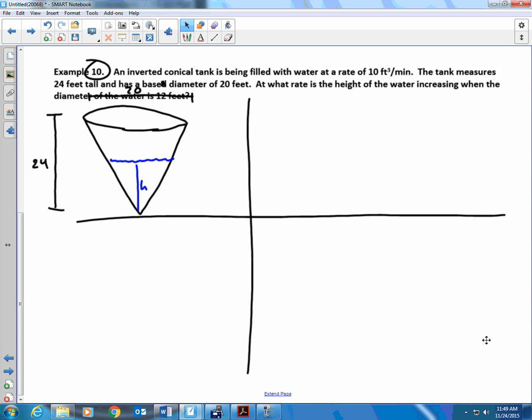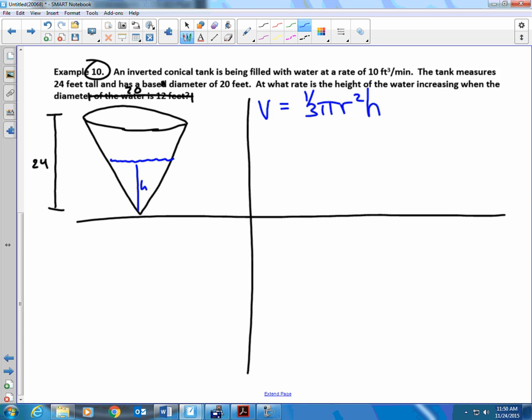So we're talking about volume, and everything else, with respect to the water. Do you remember the formula for the volume of a cone? Well, what's the area of the base? Pi r squared is the area of the base. Then we multiply by h, and we multiply by 1/3.